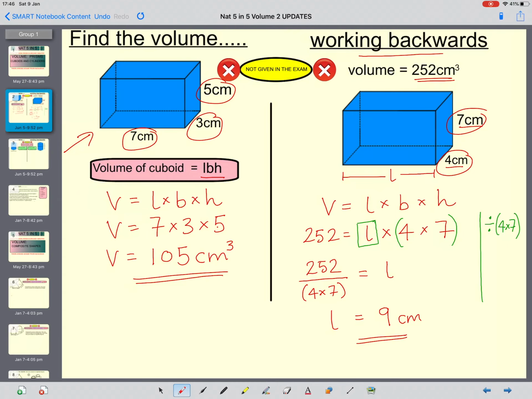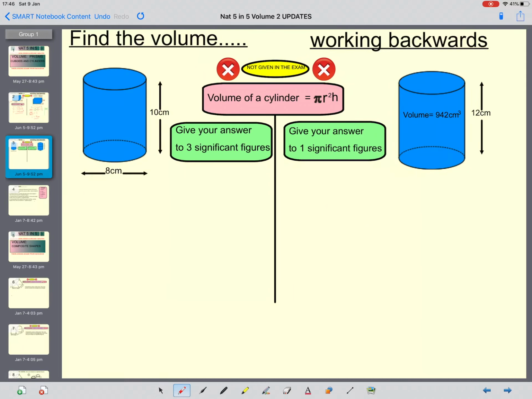Okay, I'll do another one for you. That's the cuboid we've done. I'm going to look at the cylinder now. I said at the first slide they are prisms. They are prisms because if you've got a shape at the front, a cross section, and that cross section continues the whole way through a shape, then it is called a prism. So cylinders and cuboids are special types of prisms.